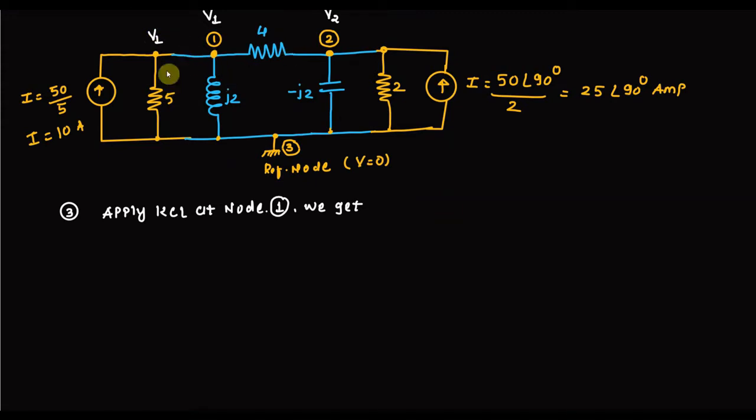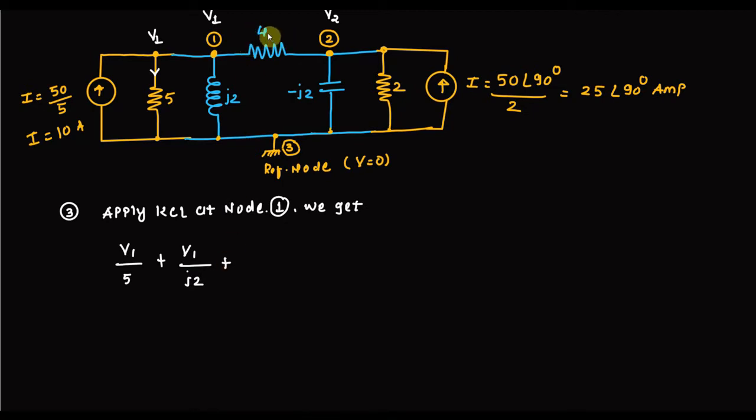Okay. So first I will write for this 5 ohm. For the 5 ohm, the current is V1 upon 5, plus. What about this one? The voltage is V1, and the value of the impedance is j2 ohm. So write as it is, plus.